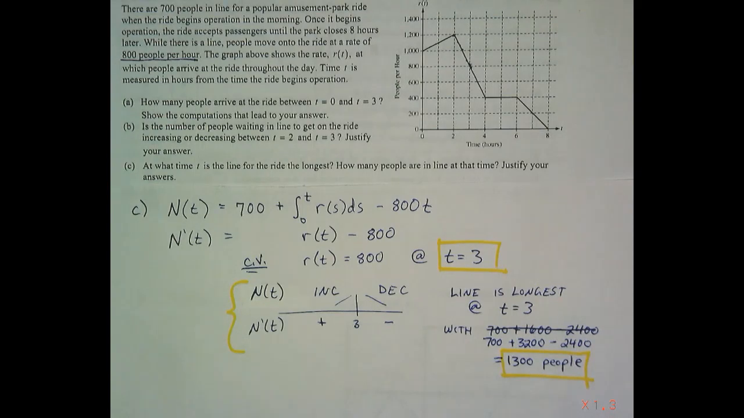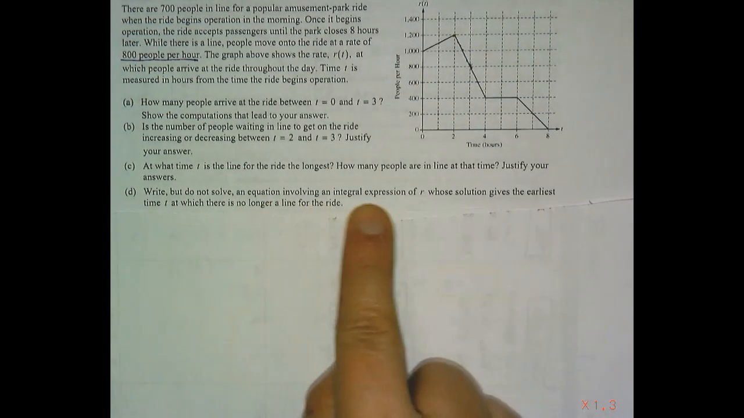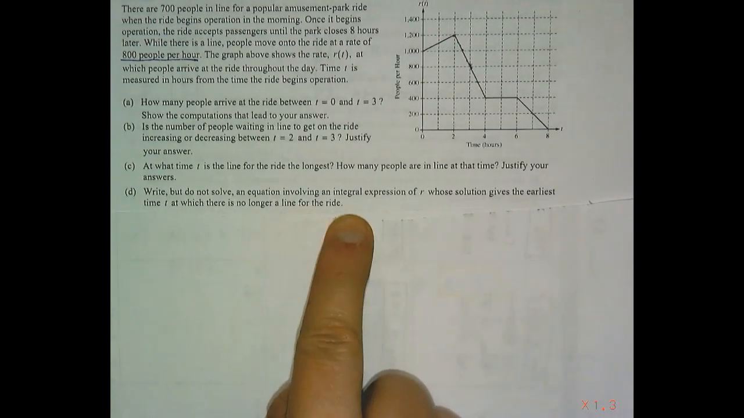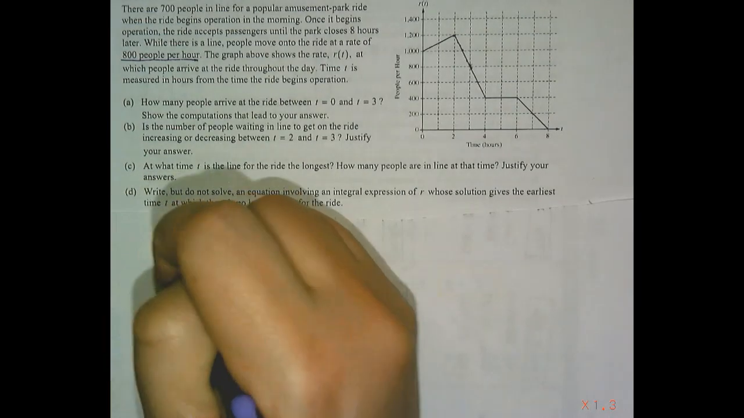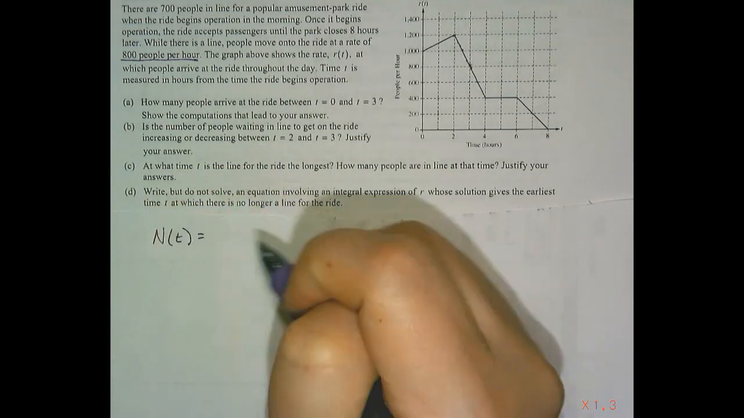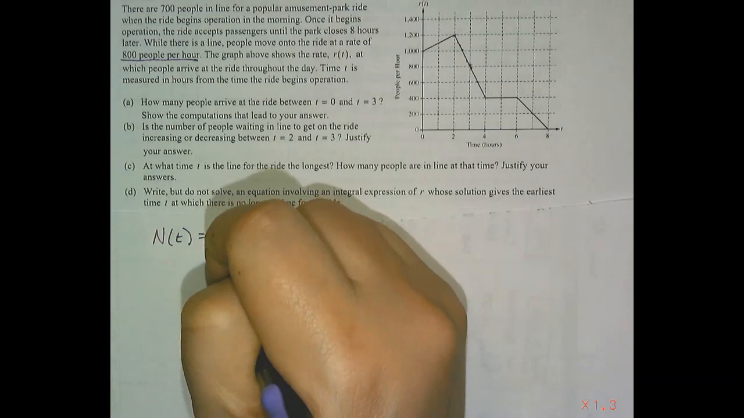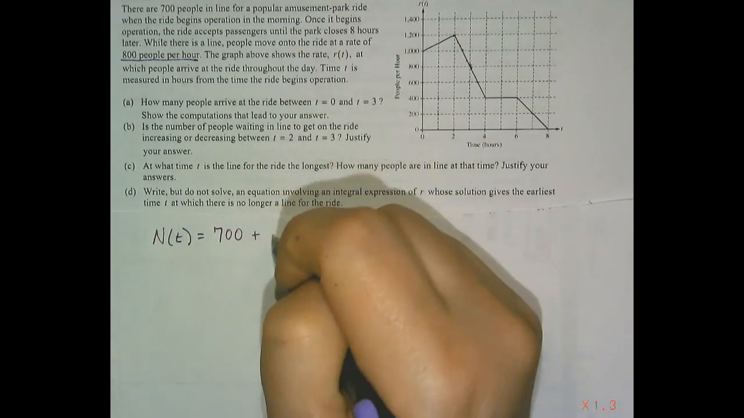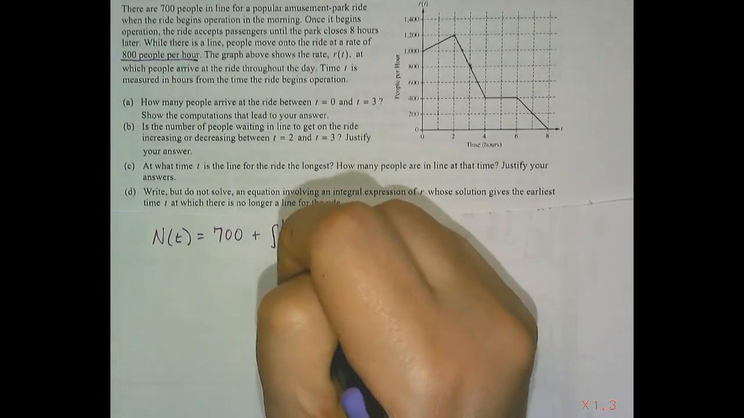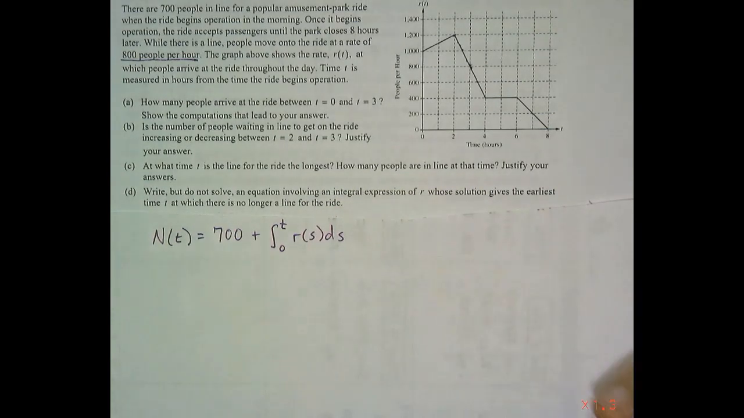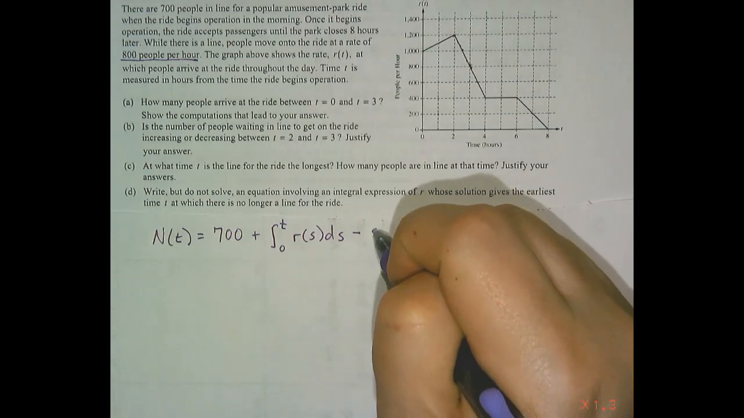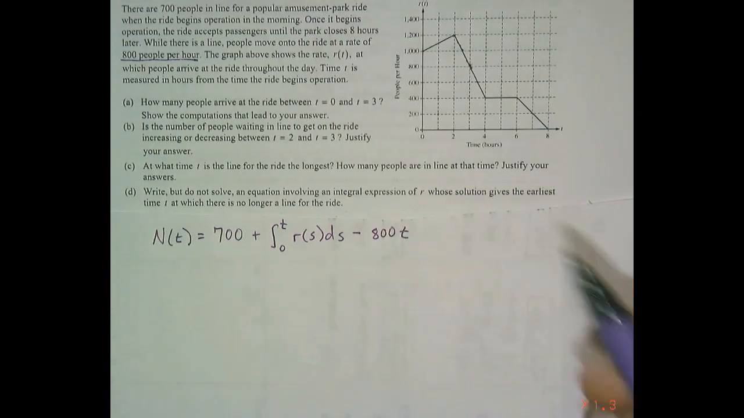On to part D. Write but do not solve an equation involving an integral expression of r whose solution gives the earliest time at which there is no longer a line for the ride. Well, fortunately, because of the work that we did in part C, we already have an equation that tells us the number of people in the line. I started with 700, and then I accumulated from time 0 to t the rate that people are adding onto the line, and then I lost 800 people to the ride every hour.